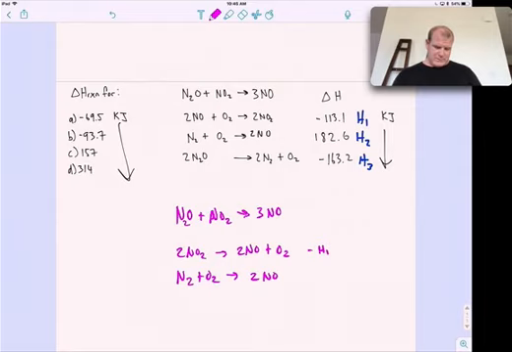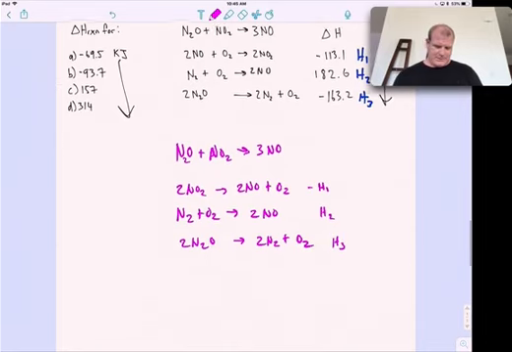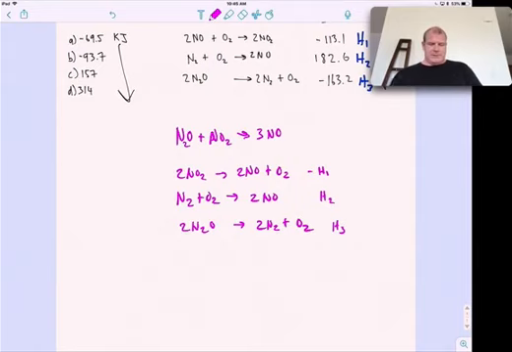And then this is fine, 2N2O yields 2N2 plus O2. All right, so we did not flip this one. This is H2, and we did not flip this one. This is H3. Okay, so now we've got to arrange them so we have that.